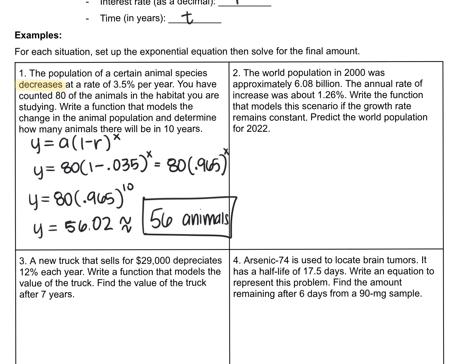Other times we'll leave our answers as decimals. It really is dependent on the situation. But if you're talking about a person or an animal, something that is living, we typically round to a whole number.